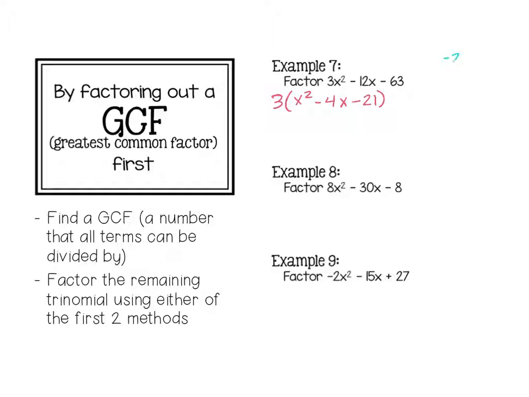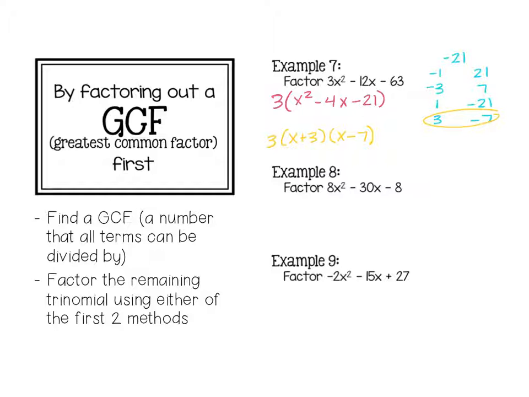So I have negative 21, and I have to find factors of that will add to be negative 4. So I've got negative 1 and 21, negative 3 and 7, or 1 and negative 21, and 3 and negative 7. When I look at that, I know 3 and negative 7 will give me negative 4 when I add them up. So my final factored expression will be 3 times x plus 3 times x minus 7.